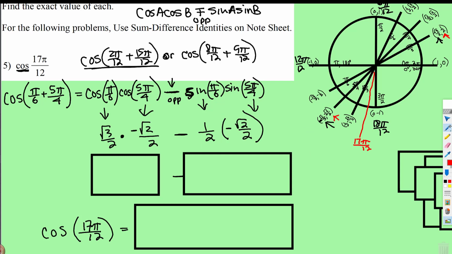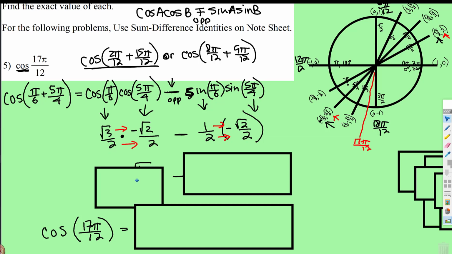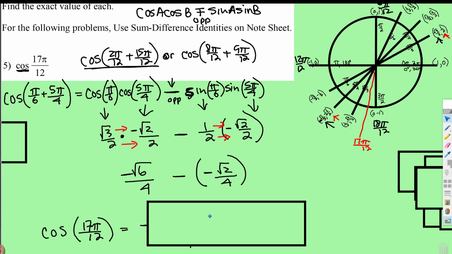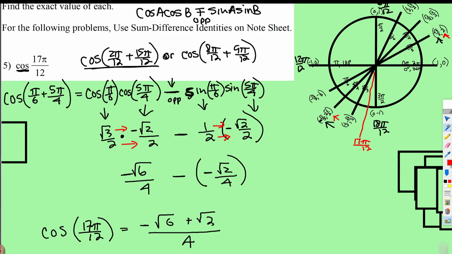All right, so then you just multiply. Numerator times numerator, denominator times denominator. So root 3 times negative root 2 is negative root 6. 2 times 2 is 4. There's our subtract sign. Positive 1 times negative root 2 is negative root 2. And 2 times 2 is 4. Then we have subtract a negative, which turns out to be a positive. So negative root 6 plus root 2, all over 4.